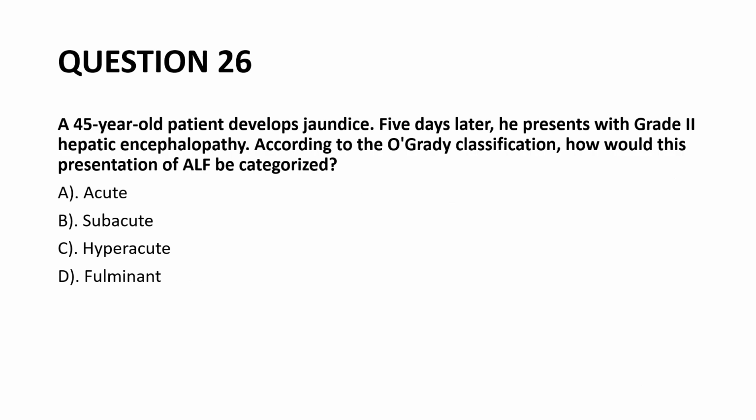A 45-year-old patient develops jaundice. 5 days later, he presents with grade 2 hepatic encephalopathy. According to O'Grady's classification, how would this presentation of acute liver failure be categorized? Acute, subacute, hyperacute, fulminant. The correct answer is hyperacute.